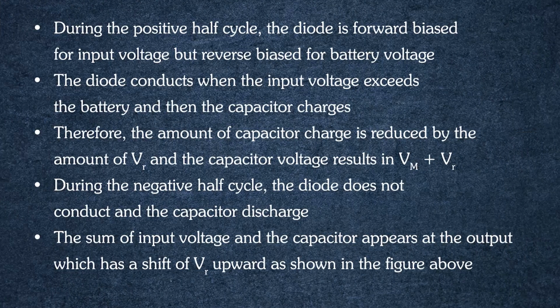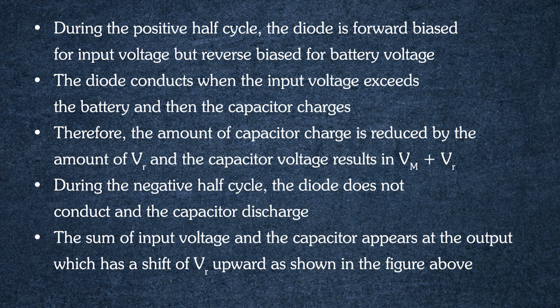So, until the value of Vs exceeds the value of Vr, the diode will remain in the reverse bias condition, and as soon as Vs exceeds Vr, the diode gets forward biased and it starts working. Therefore, the capacitor charge is reduced by the amount of Vr, and the capacitor voltage results in minus Vm plus Vr. During the negative half cycle, the diode does not conduct and the capacitor discharges.